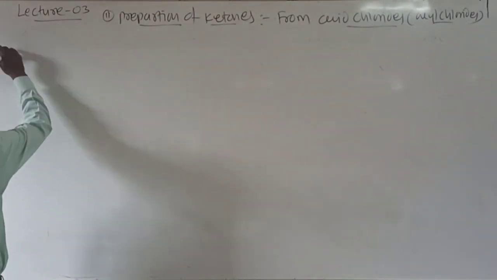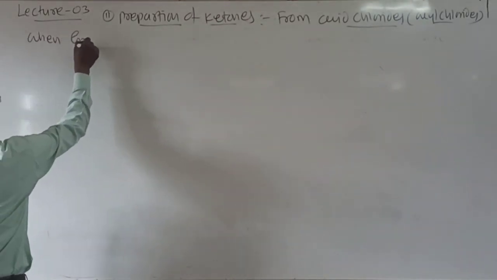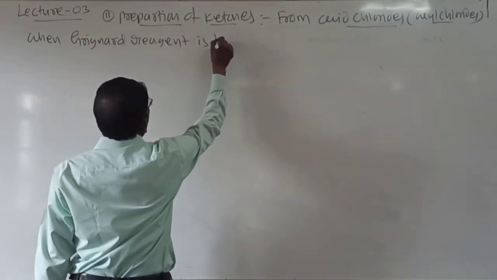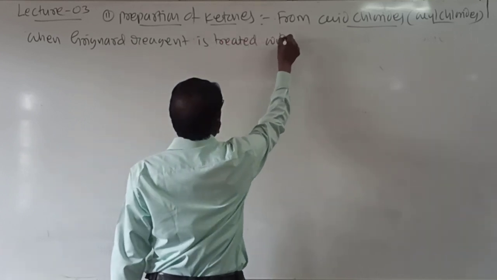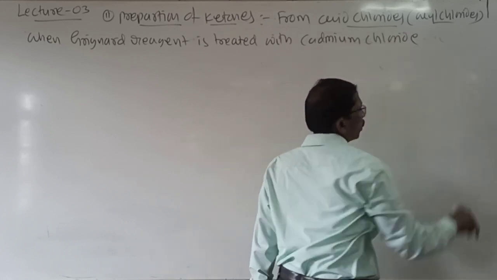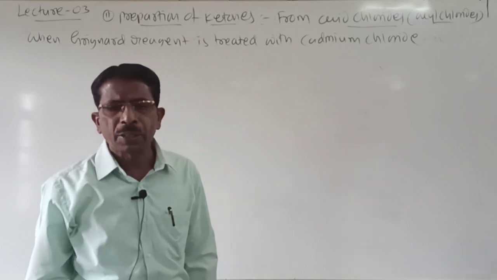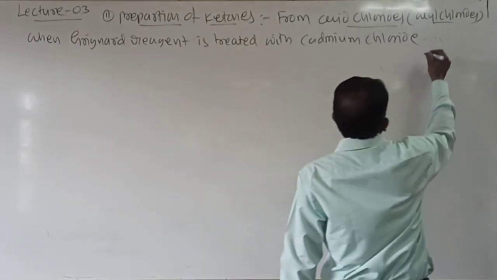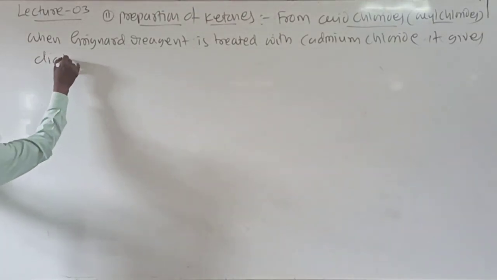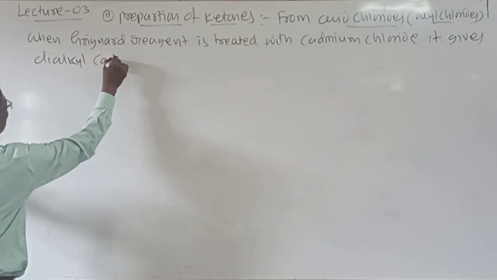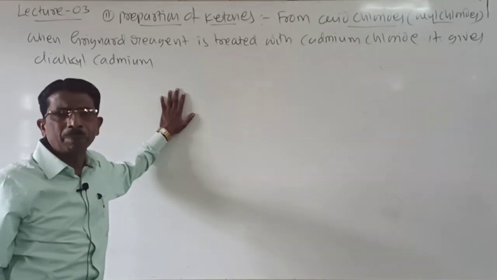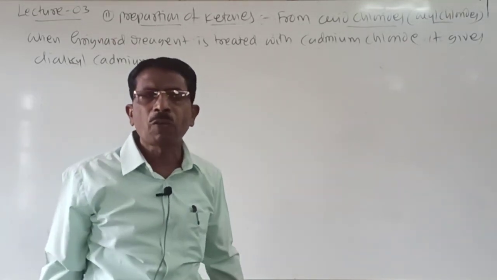So first, when Grignard reagent is treated with cadmium chloride, it gives dialkyl cadmium. Look here student, it gives dialkyl cadmium, and when this dialkyl cadmium is treated with acid chloride, it forms ketones.